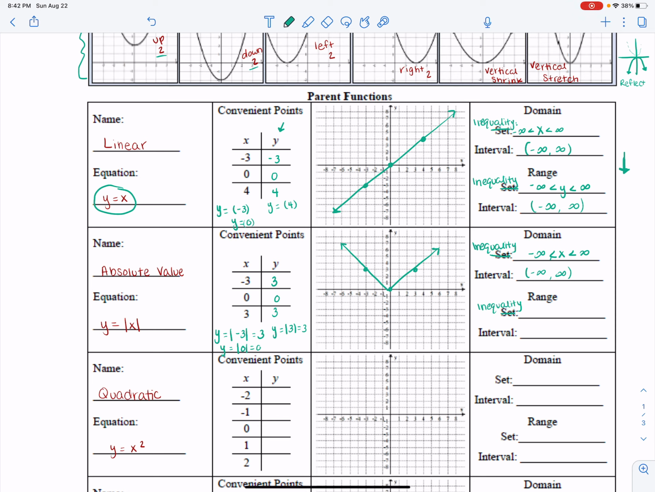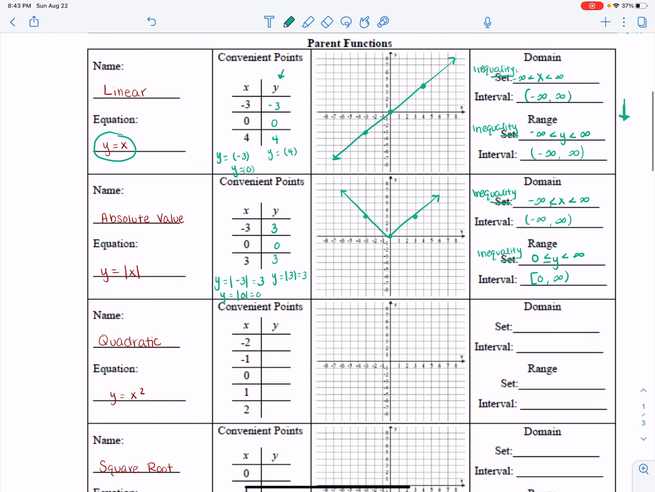My range, though, the range, the y values, all the y values are stuck in between. 0 is the lowest, infinity is the highest, and I have a point at 0, so I'm going to include it. So we say that the interval notation is a bracket 0 to infinity.